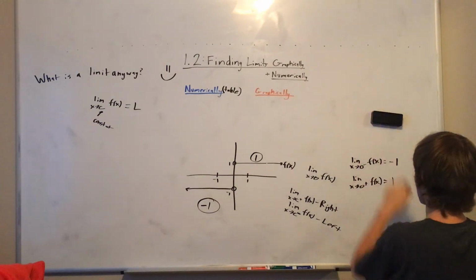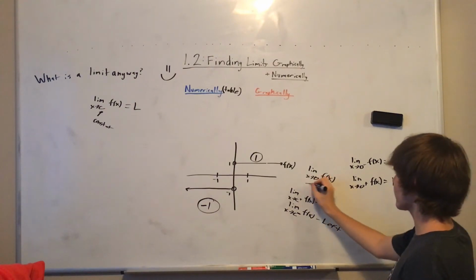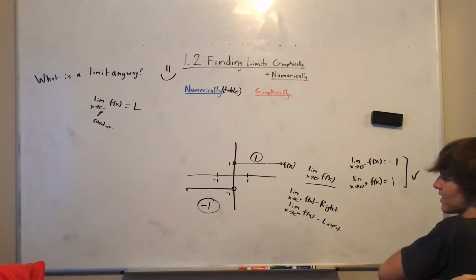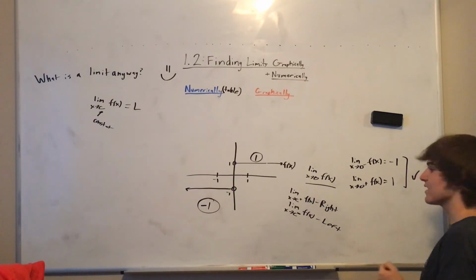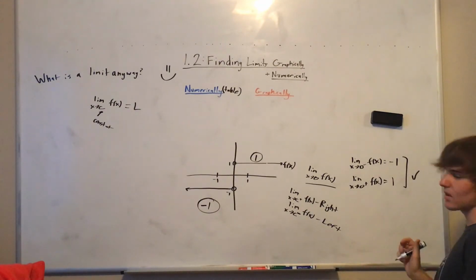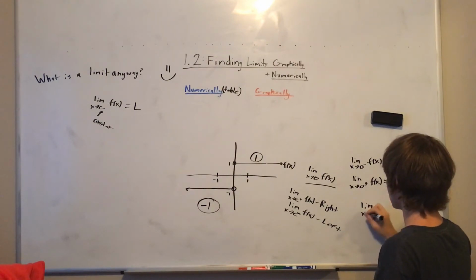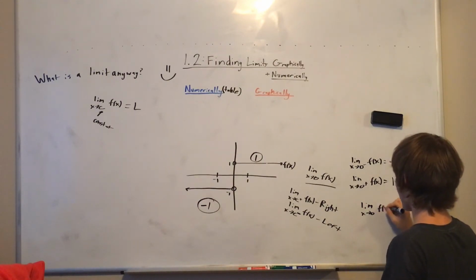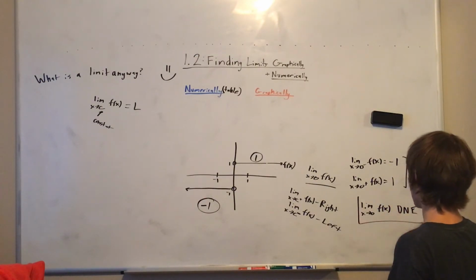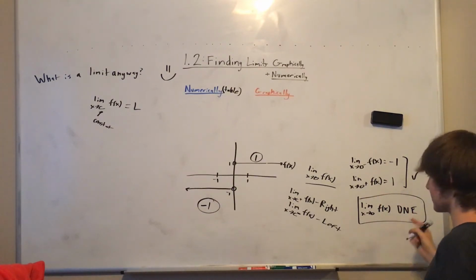Okay, so these two statements are true, but what do we say for our original problem? There's no clear answer. Is it 1? Is it -1? Is it both? The answer is neither. Whenever the right and left-handed limits do not match up, you have to say the limit as x goes to 0 of f of x does not exist. That's what this DNE stands for, does not exist.